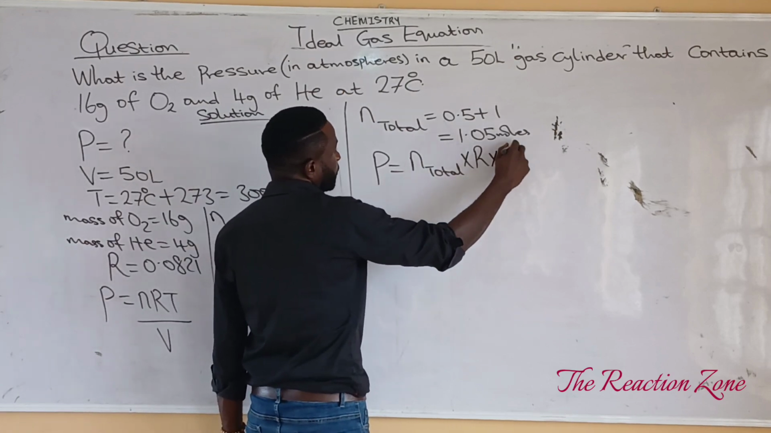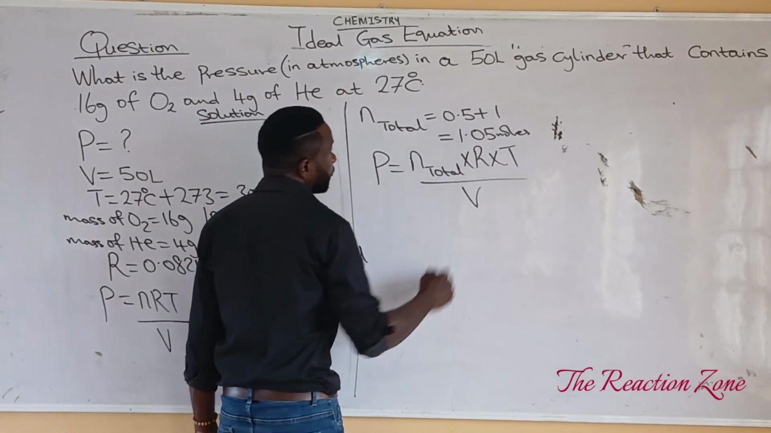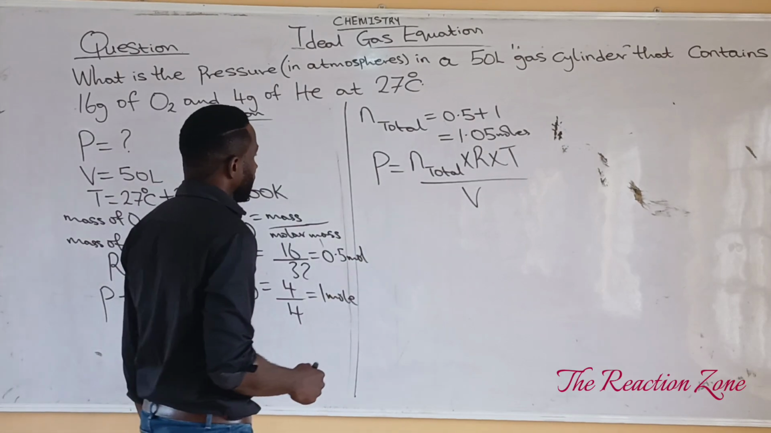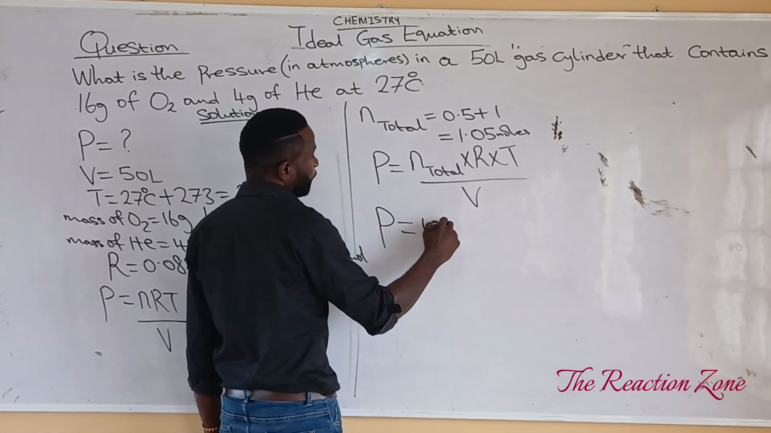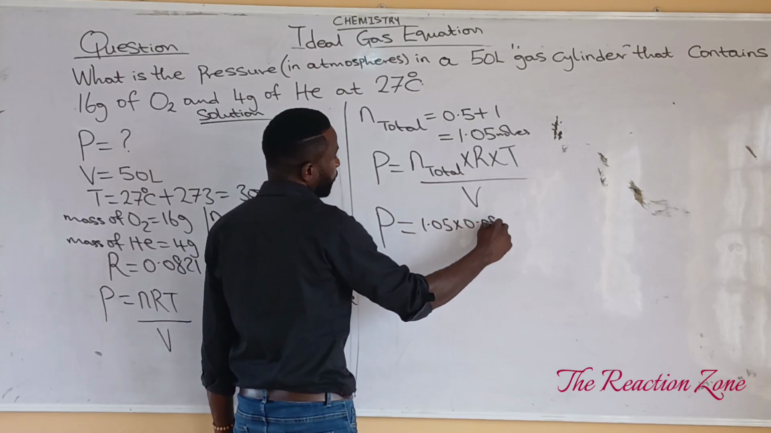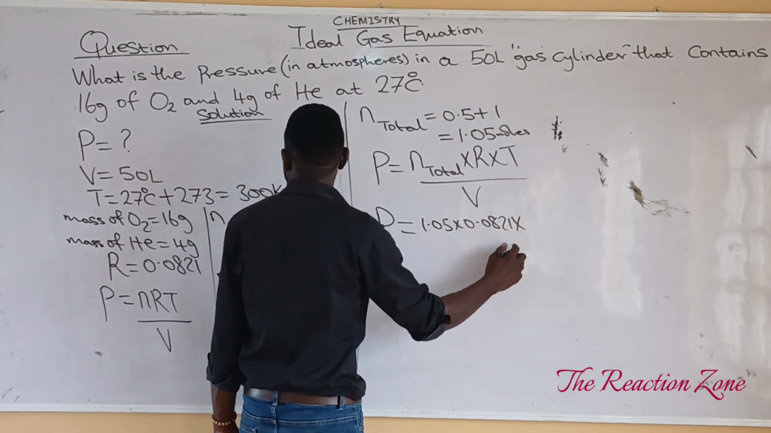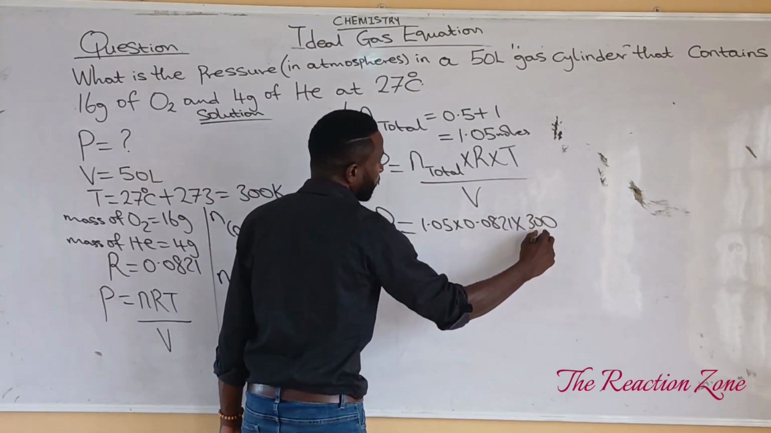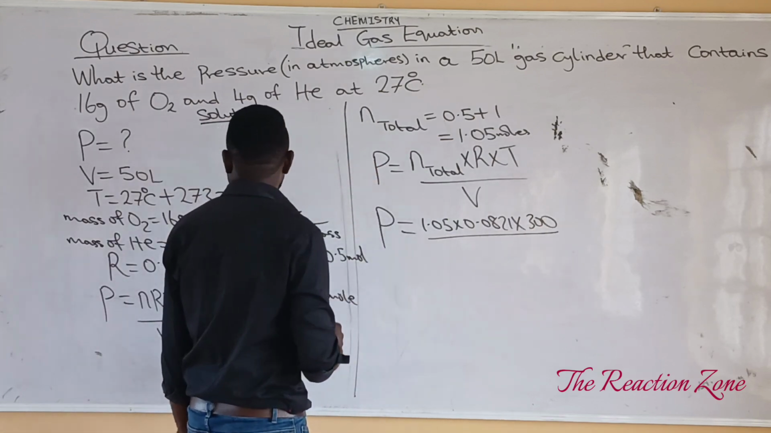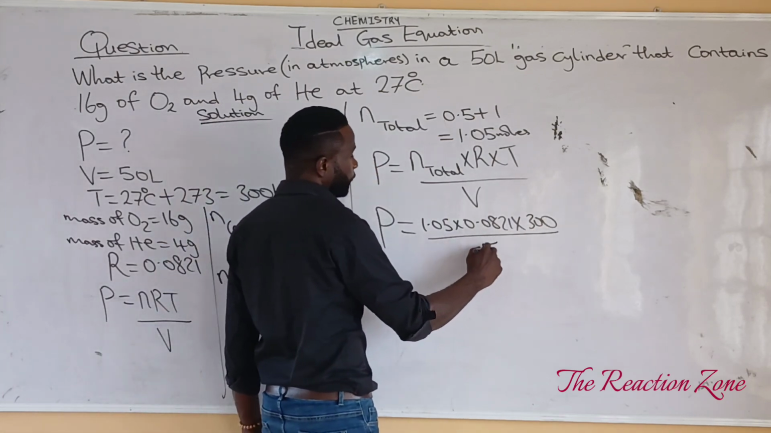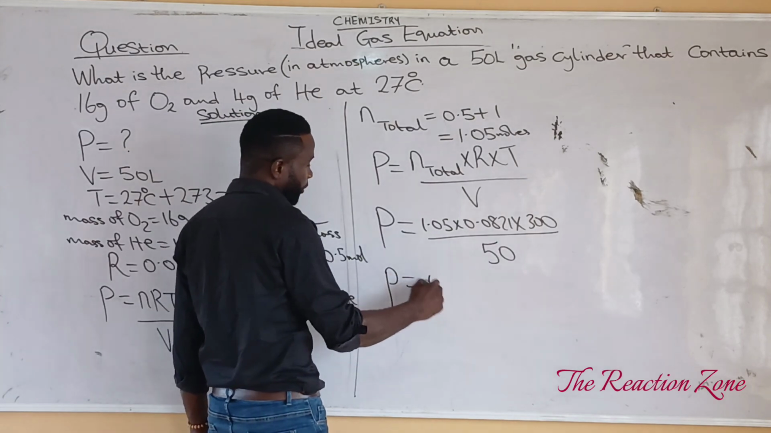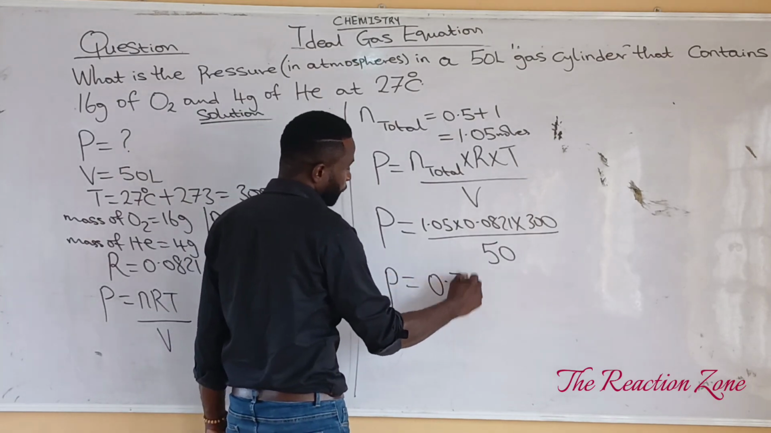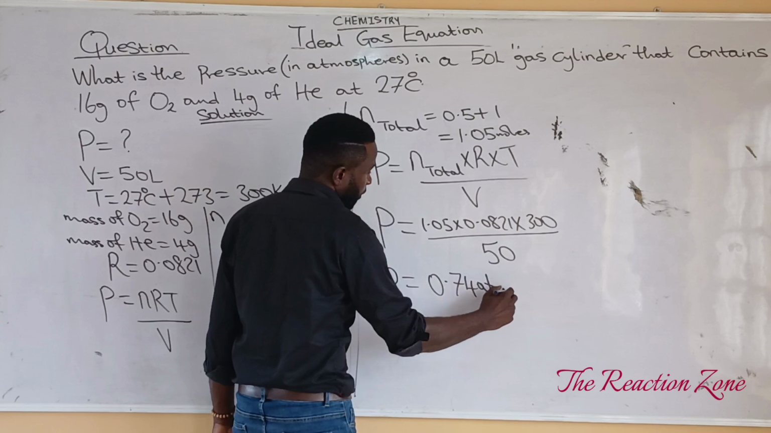N total times molar gas constant times T over the volume. So pressure in this case will become 1.05 times 0.0821 times temperature in Kelvin, which is 300, over the volume, which is 50 liters. So the pressure in atmosphere is going to be 0.74 atmospheres.